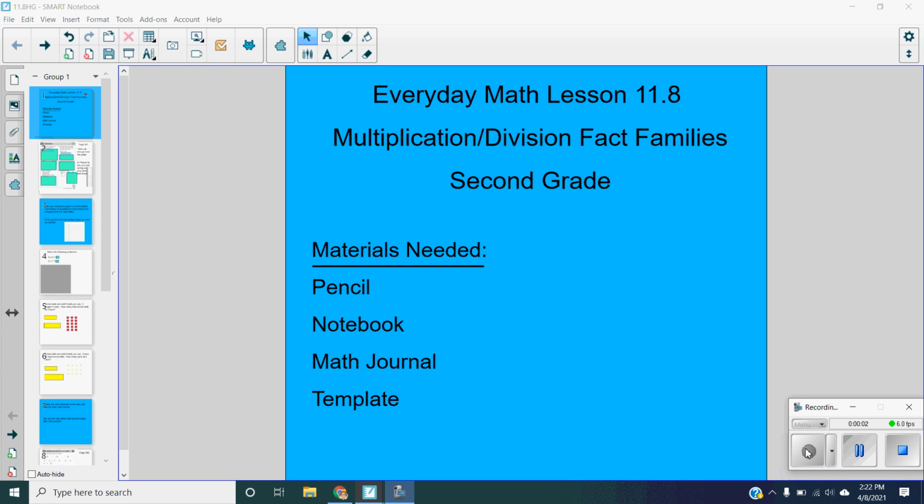Hi boys and girls, welcome to Everyday Math Lesson 11.8, Multiplication, Division, Fact Families. The materials that you'll need today: pencil, notebook, math journal, and your template.